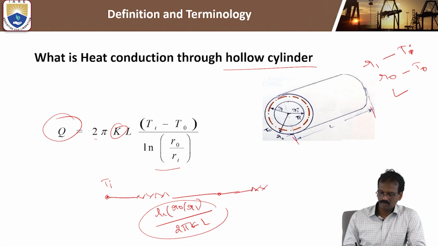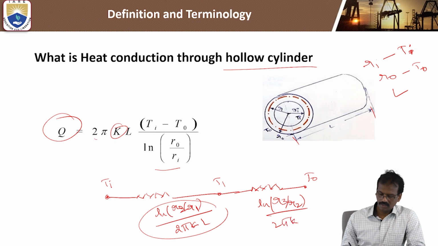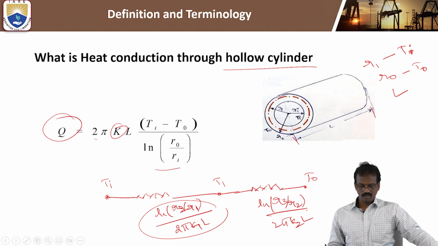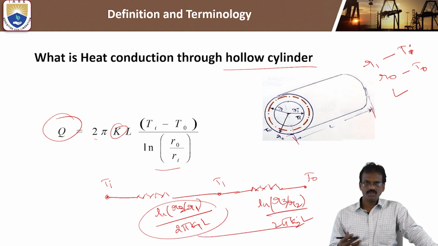Thermal resistance. This is T naught. This one is T1. So this is the ln R2 by R1 over 2 pi K1 L. Here ln R3 by R2 over 2 pi K2 L. L is the common thing. In this way, you can add these resistances.